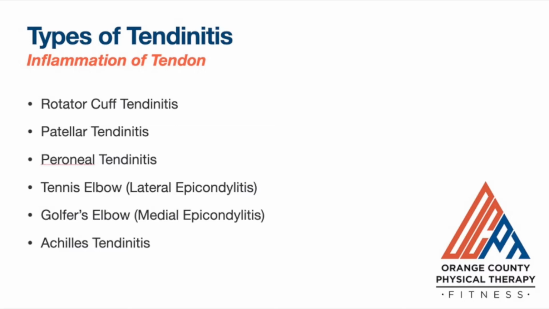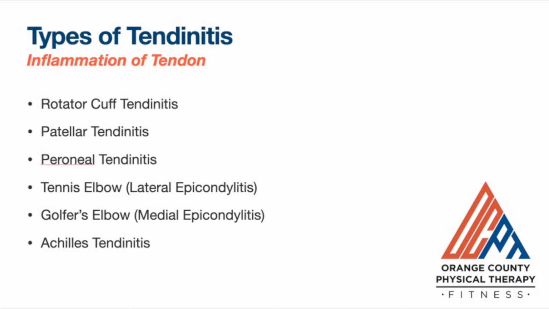Patellar tendinitis is inflammation of the patellar tendon at the knee, usually associated with running and jumping. Peroneal tendinitis is tendinitis of the peroneals, or muscles on the outside of the lower leg, usually associated with deviations in the way we walk, running, or even intrinsic foot weakness.